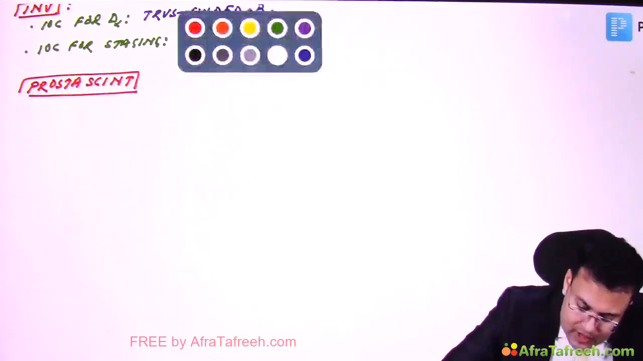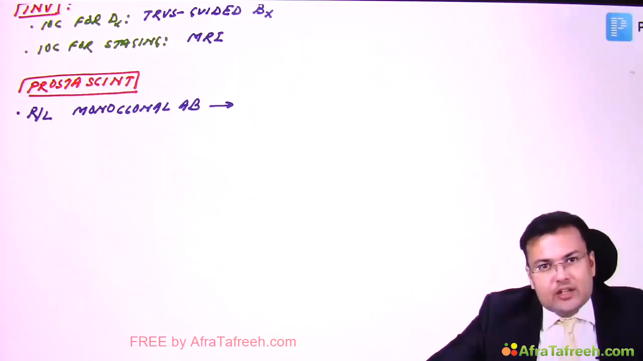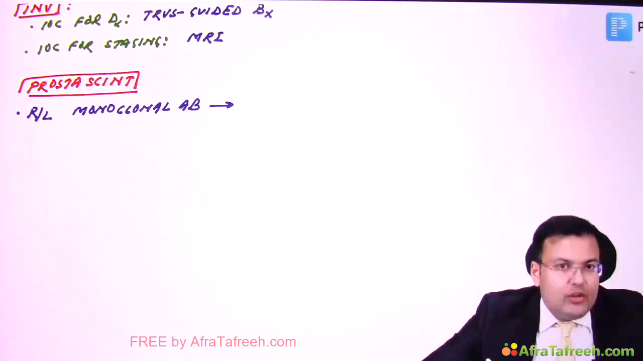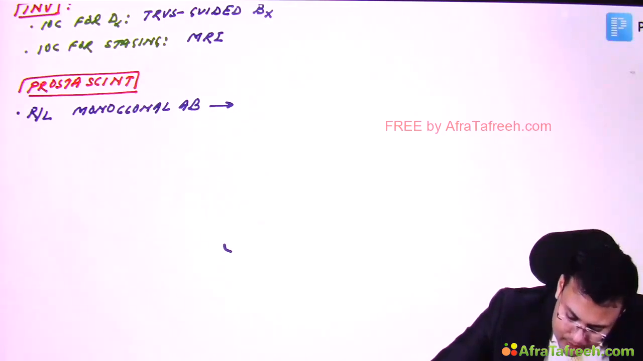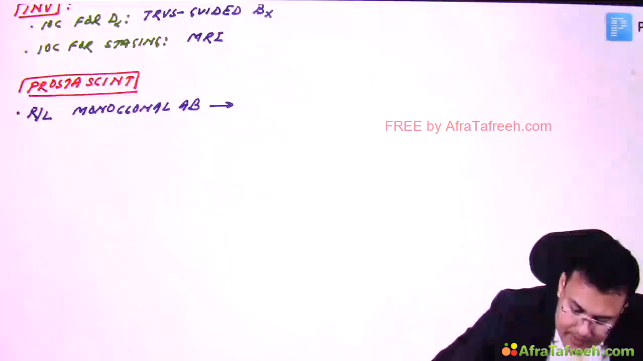So what is this ProstaScint? This is the radiolabeled monoclonal antibody imaging. So this is antibody imaging against carcinoma prostate. So we use radiolabeled monoclonal antibody against prostate specific membrane antigen.